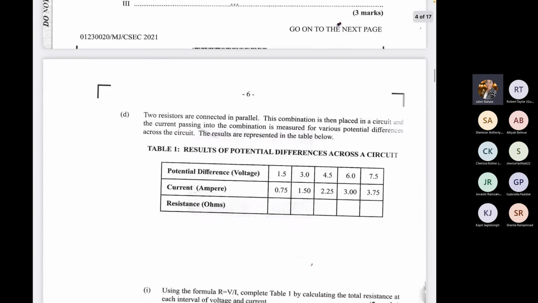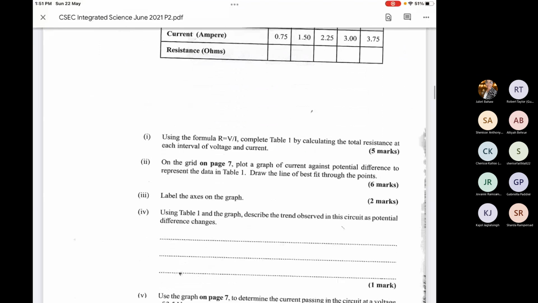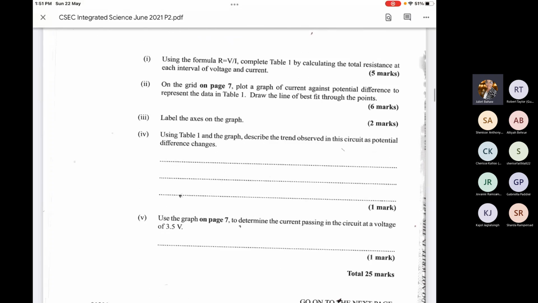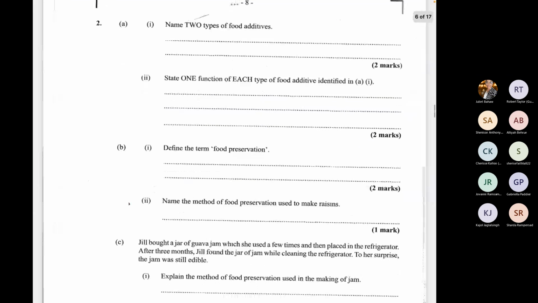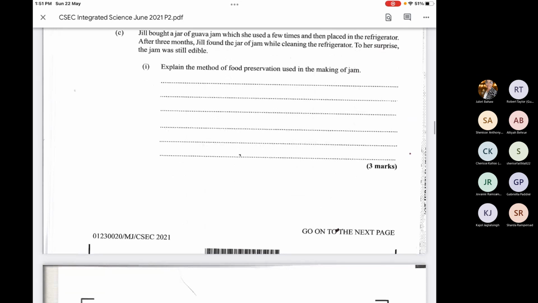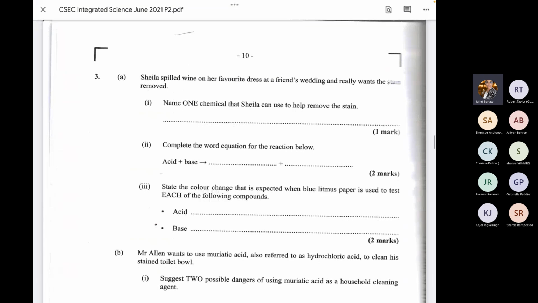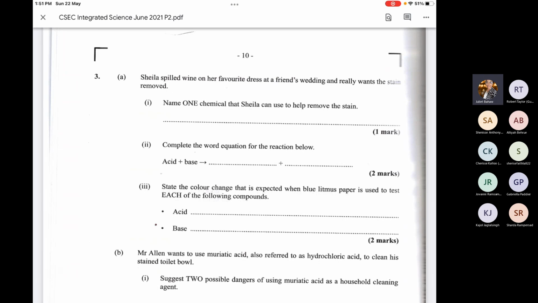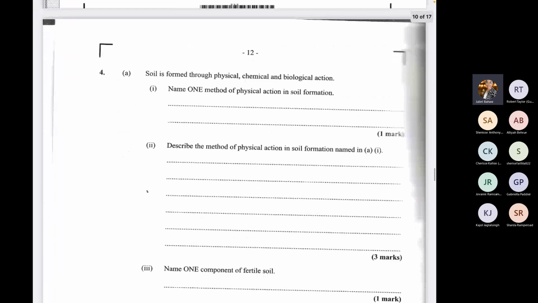So Patsy has a little circuit. You have a graph. Remember, question 1 is a graph kind of question. And then you have food additives. So that would be like food preservation. So question 2 does pertain to you. You have to know that. Question 3 doesn't pertain to you. That is acid and base. They say that's not coming, so we will skip that one.